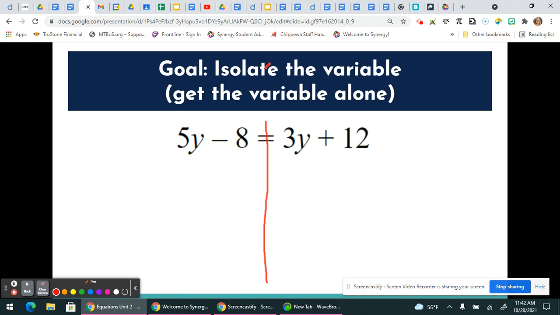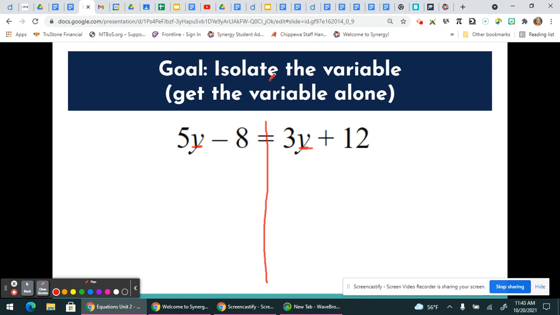So there's my line. Now what you notice is that there's 5 y's over here on the left, and there's 3 y's over here on the right. Well, it's really hard to get the y alone if there's y's on both sides. So we have to eliminate. We want to get the y's together. So we're going to eliminate the variable.